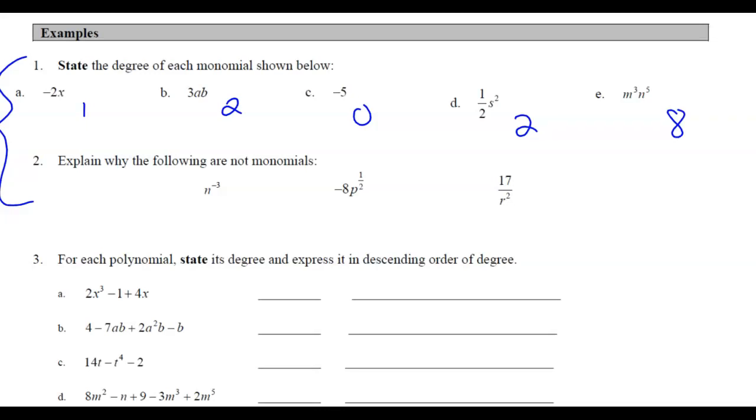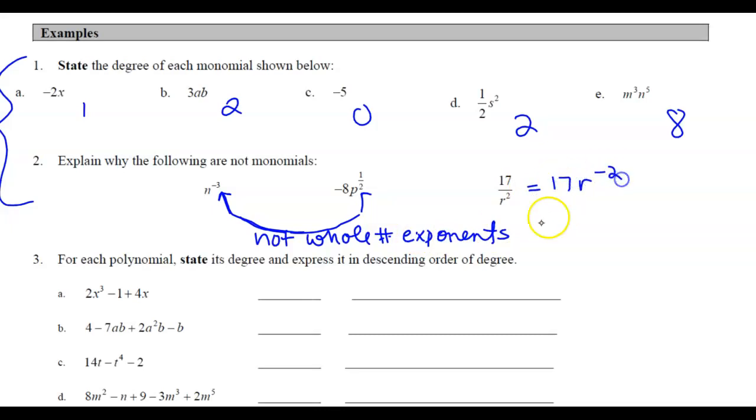They are one-term expressions, but they're not monomials because that is not a whole number. That exponent is not a whole number, so these are not whole number exponents. And if you remember back to the last unit, this is the same as 17r to the negative 2. So same thing there. They're rational exponents, right? A half or negative, but they have to be whole number to be considered a monomial.